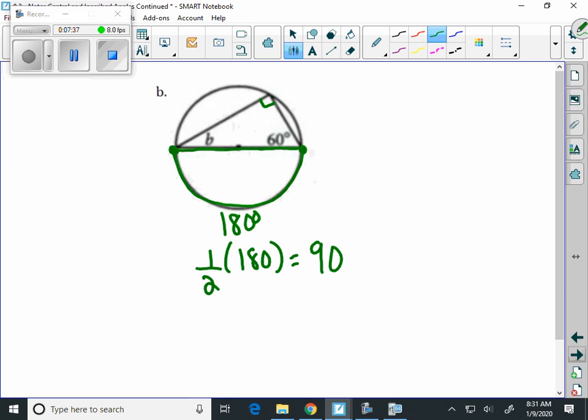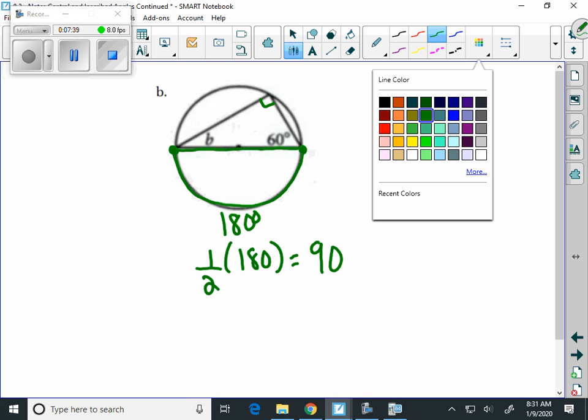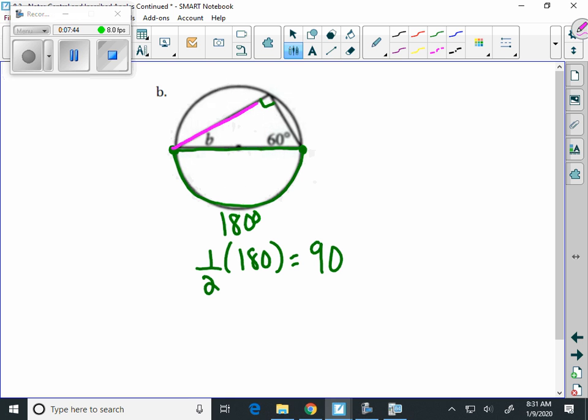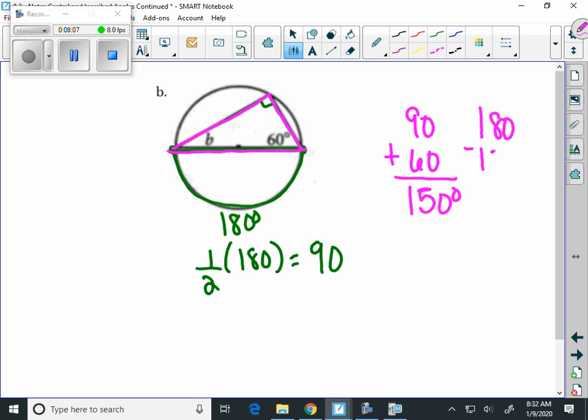But what we really want to know is, how big is B? And we can take a closer look at the figures in here. What we're looking at is this triangle. And what we also know about a triangle is that there's 180 degrees in a triangle. So we know 90 degrees. We know 60 degrees, which gives us 150. But there are 180 degrees in the triangle. So 180 minus 150 is going to give us our value of 30 degrees for B.